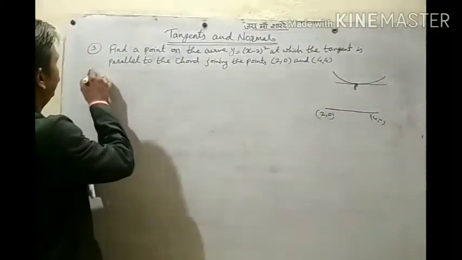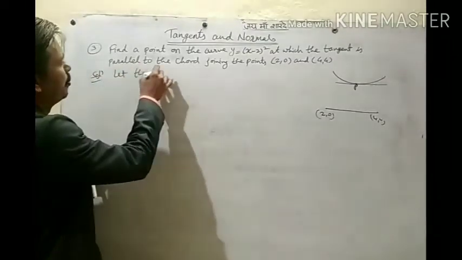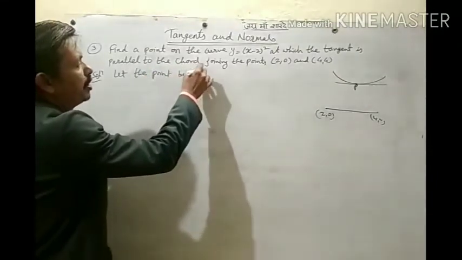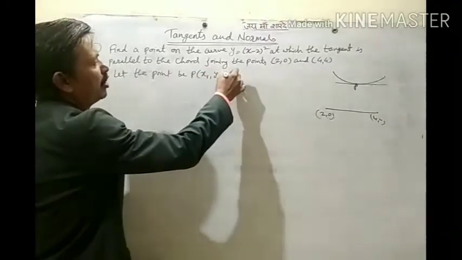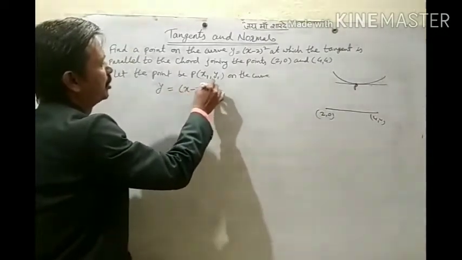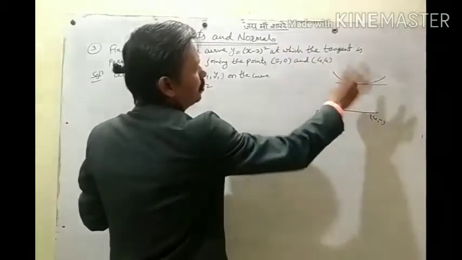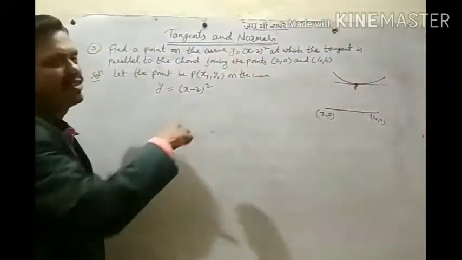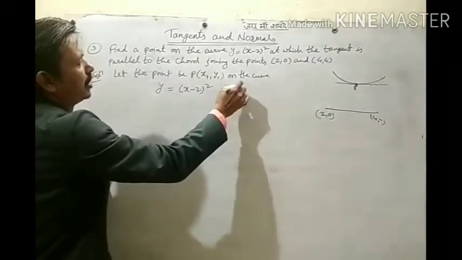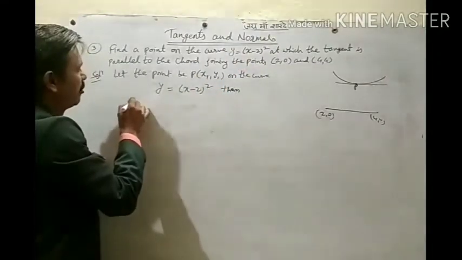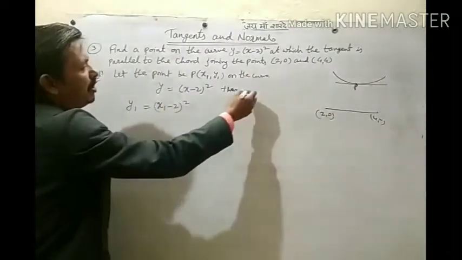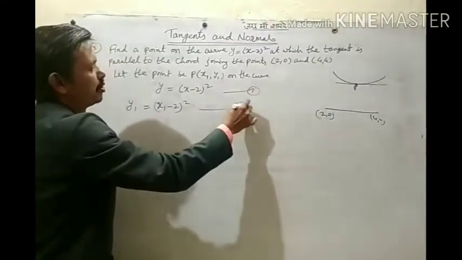So first, let the point be P, say (x1, y1), on the curve y equal to (x minus 2) square, and this point P is on this curve. So this P is on this curve, it means it will satisfy this equation. So what we get? This point P satisfies this curve. So we get y replaced by y1 and x replaced by x1. Then we have, suppose this is curve equation 1, and 2.